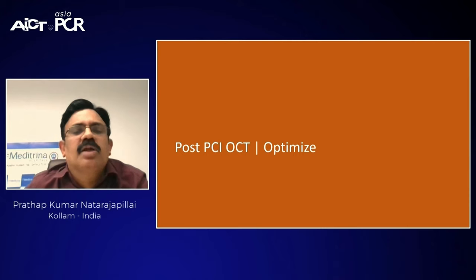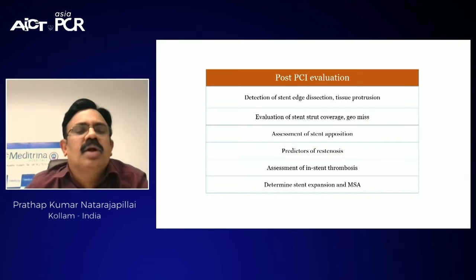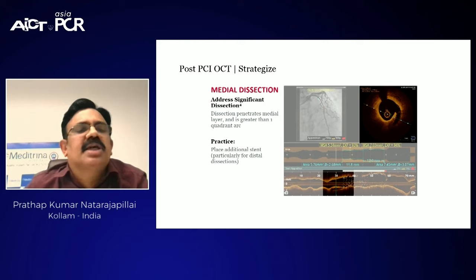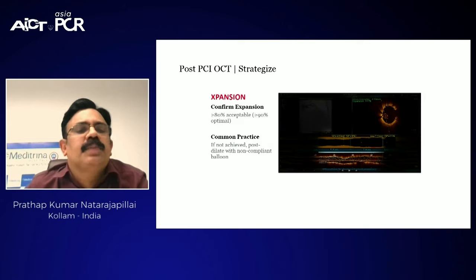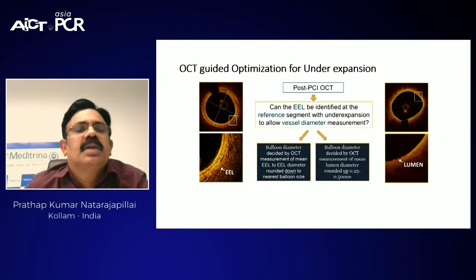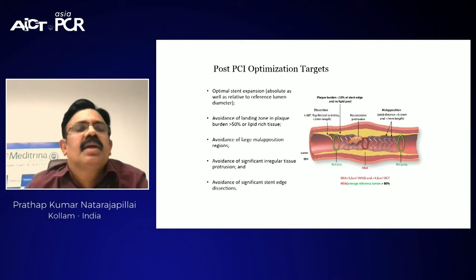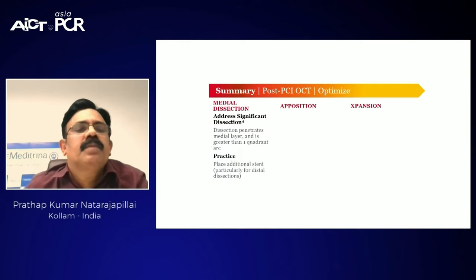Post-PCI, we look at optimizing the vessel and determining stent expansion, the MSA. We will be looking at edge dissection. If there is a dissection extending more than one quadrant, you have to go for a balloon or an additional stent. For apposition, if the stent is more than 0.3 millimeter from the wall, you have to use a semi-compliant balloon. For expansion, you have to use a post non-compliant balloon. Expansion is compared with the reference diameter, and under-expansion is corrected to match the vessel diameter. So post-PCI, you look at avoiding significant edge dissection and irregular tissue protrusion. So post-PCI, look into dissection, apposition, and expansion.